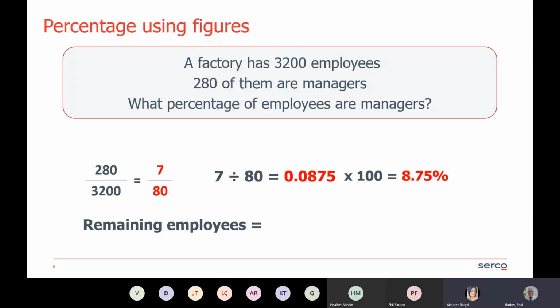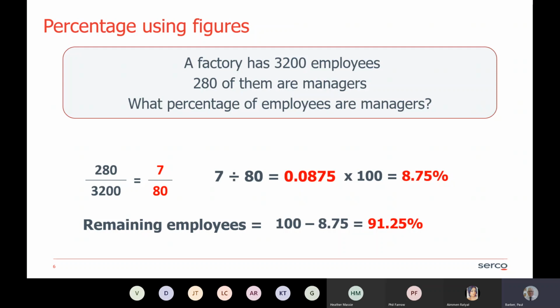Take it away from 100. Brilliant. So we know 100% is our maximum, and we've got 8.75. So if we just take 8.75 from 100, it leaves us with 91.25. So if the question was asking what percentage of employees aren't managers, we could either do the fraction of the remaining number over 3,200, or we could work out this one that we've done there and then just take it away from 100. So sometimes you'll find there's two-stage questions such as that.